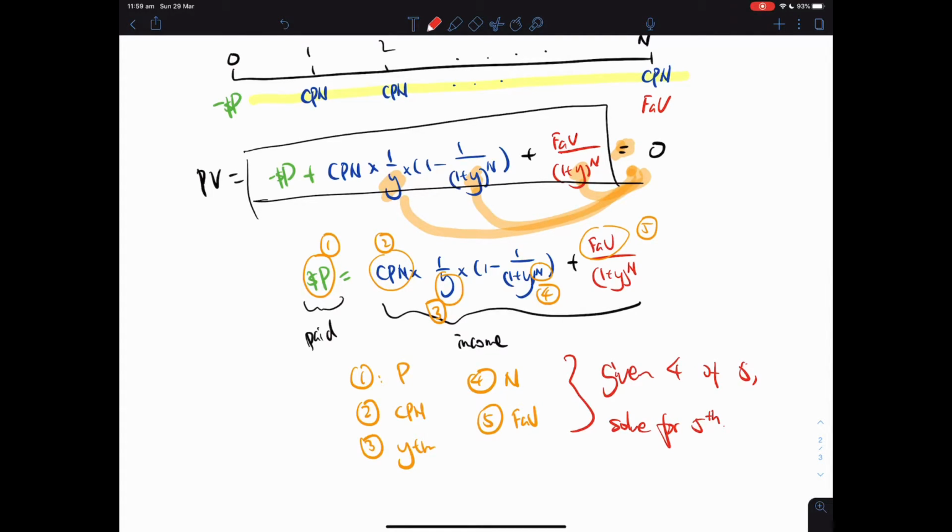In most cases, you will be given coupon payment, yield to maturity, and face value, and asked to solve for price. Or you can be given price, coupon payment, number of payments left, and face value, and asked to solve for yield to maturity, right? That's the typical case in this kind of scenario, where you have 5 variables, you're given 4 of the 5, and solve for the 5th.